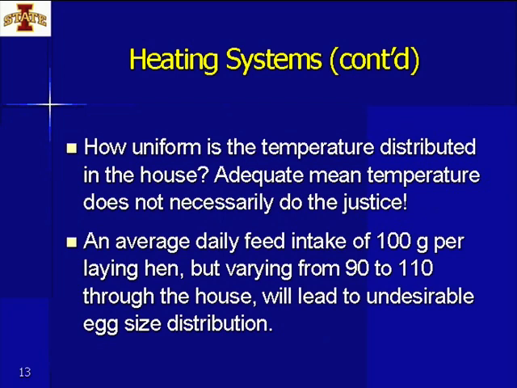Okay, so the uniformity, Kevin already talked about that, and just because people say, well, I get a good mean temperature throughout the barn, no, that's not quite enough. Use layers as an example. On average they take about 100 grams of feed, but if the barn varies from one end to the other due to temperature stratification, the feed intake may vary from 90 to 110 grams per bird, and you're going to have a lot of variability in egg size, which is not desirable.